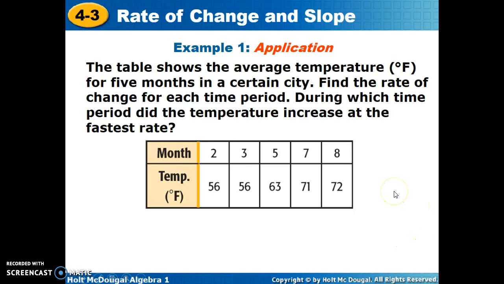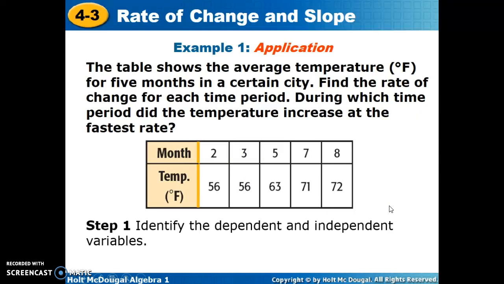Example 1, it says the table shows the average temperature in Fahrenheit for 5 months in a certain city. Find the rate of change for each time period. During which time period did the temperature increase at the fastest rate? So, first thing we have to do is determine which one of these is independent. Well, the months tend to move along no matter what. And depending on which month we're in, the temperature usually is about the same each year. So the temperature depends on the month. Dependent is temperature, independent is month.